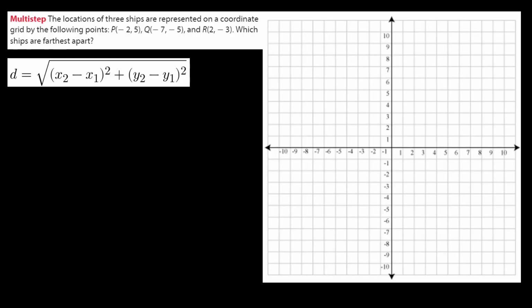All right, we've got a multi-step problem here. The locations of 3 ships are represented on a coordinate grid by the following points. P is at -2, 5, and I'm going to plot these as I go. P is at -2, 5. Q is at -7, -5. And R is at 2, -3.